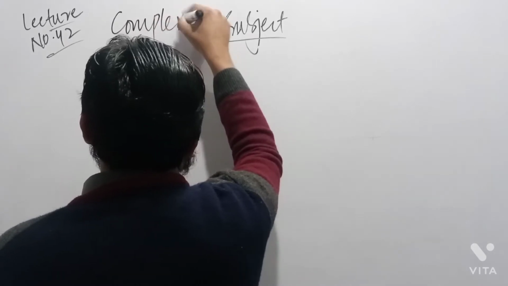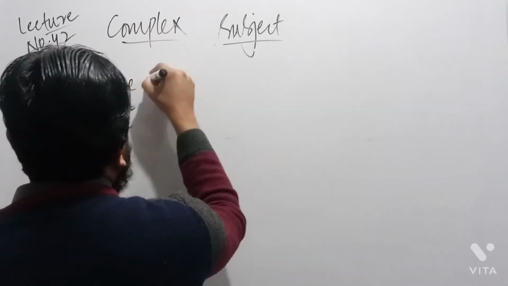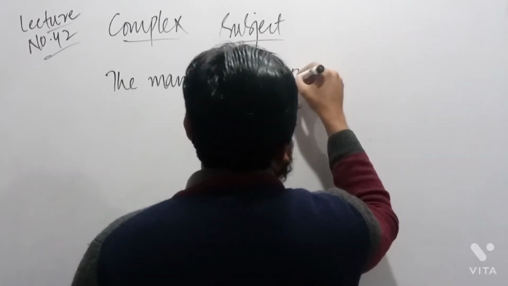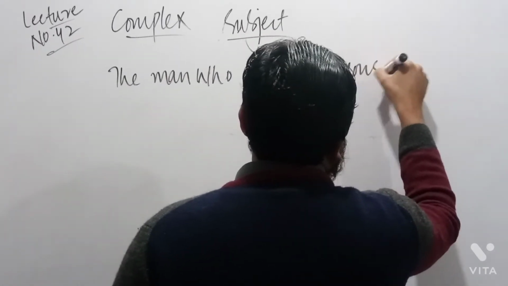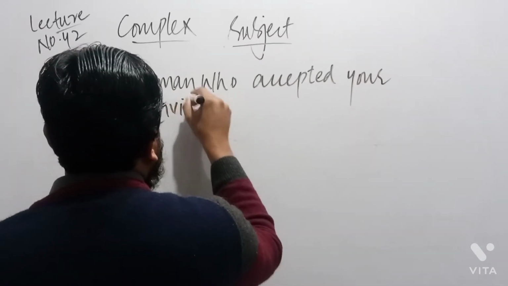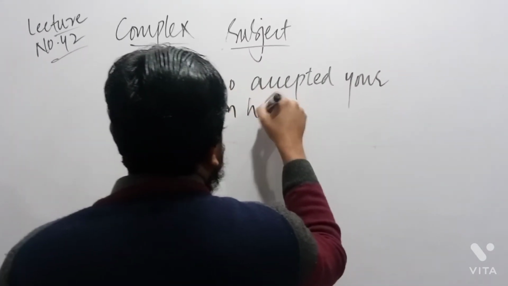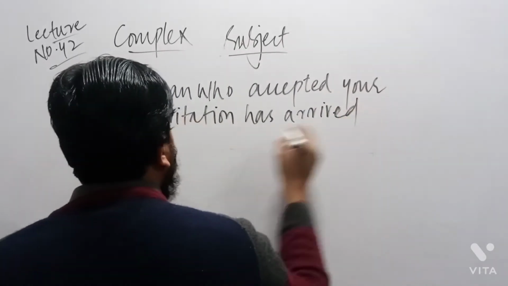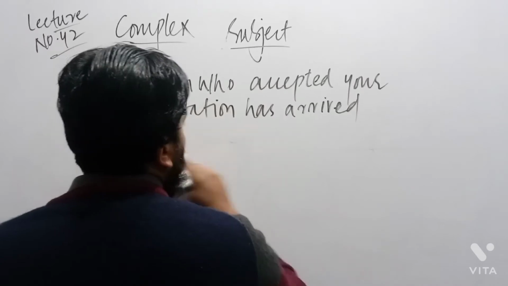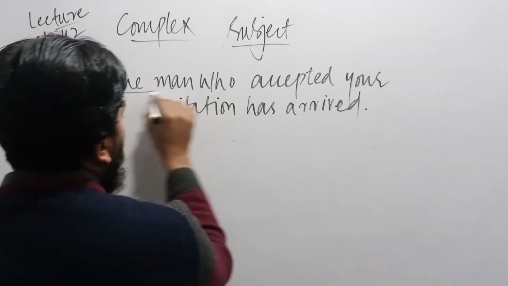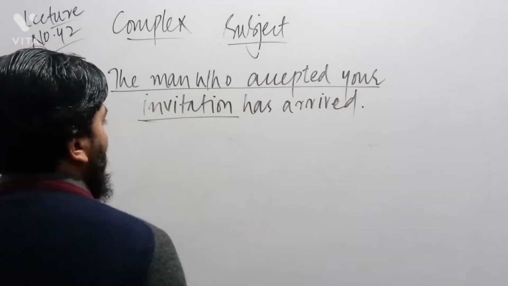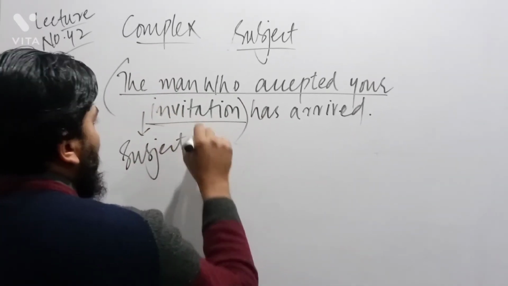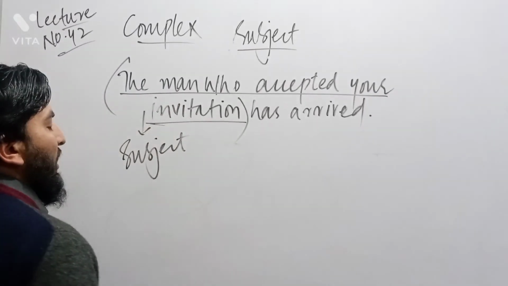For example, I say the man who accepted your invitation has arrived. It means the man who accepted your invitation, this whole is called subject. But in this subject, there is who accepted your invitation.